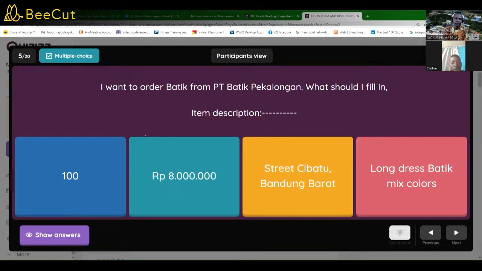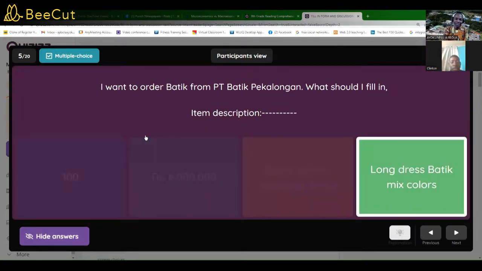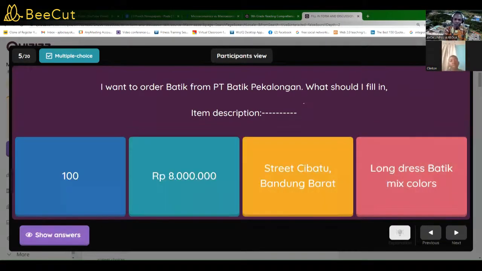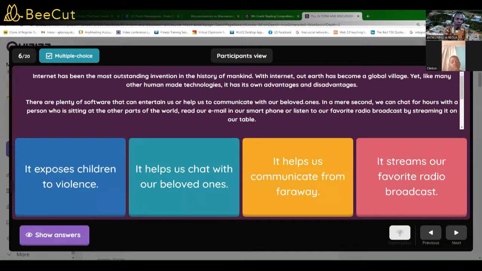Item description. What do you want to order? Long dress. So you want to order what? Batik from the question. I want to order batik from PT Batik. So long dress batik mixed colors. That's the one that you're supposed to pick. Okay. Yes, sir. So let me read this.